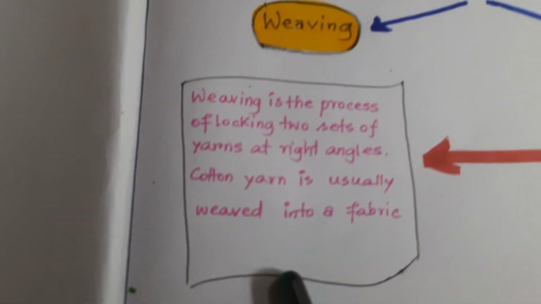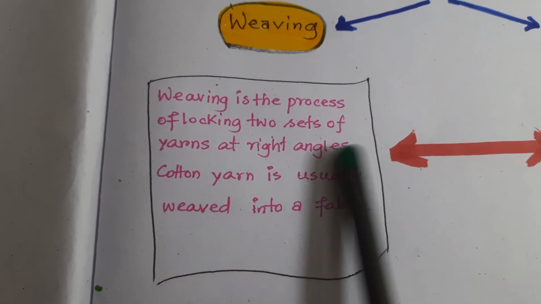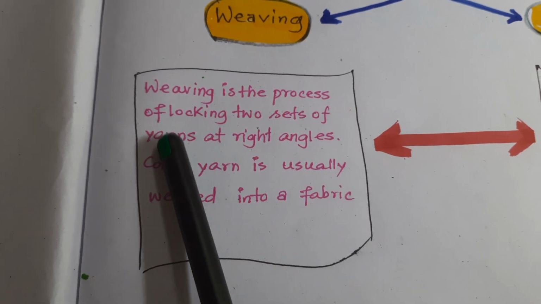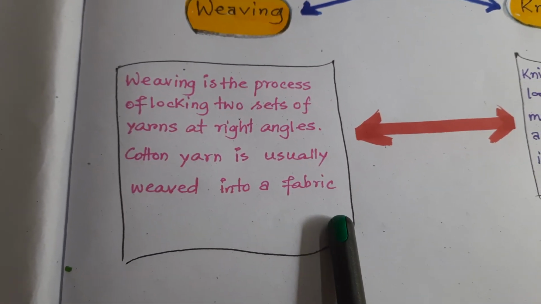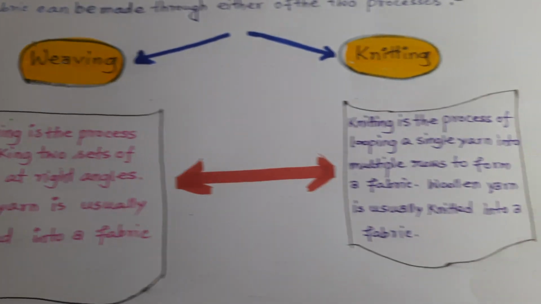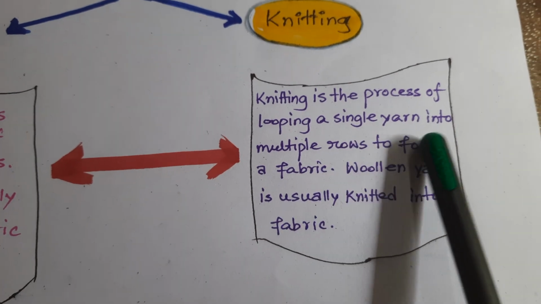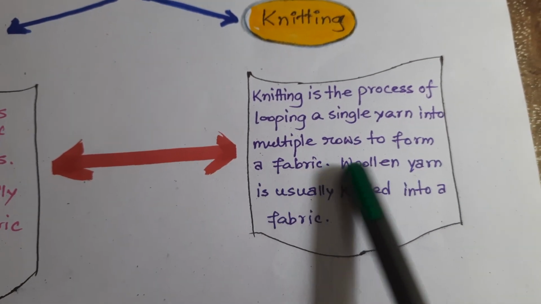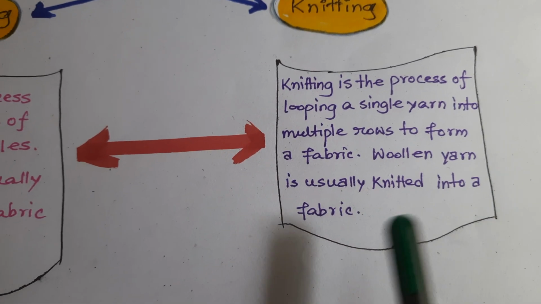What is written here about weaving? Weaving is the process of interlocking two sets of yarns at right angles. This is a very important line. Cotton yarn is usually woven into a fabric. And knitting is the process of looping a single yarn into multiple rows to form the fabric. Woolen yarn is usually knitted into a fabric.